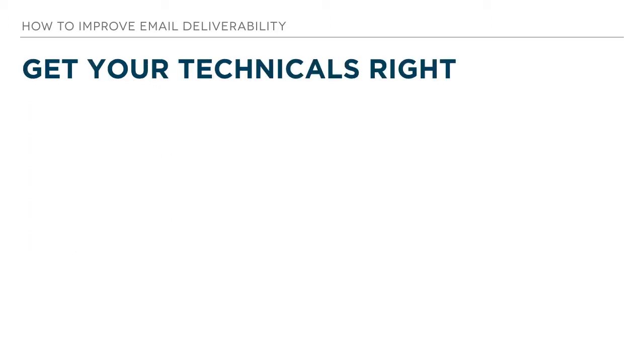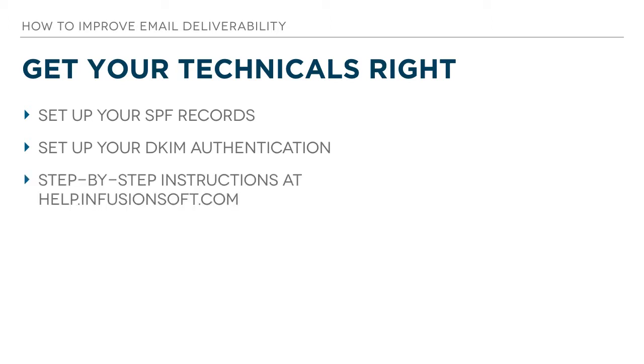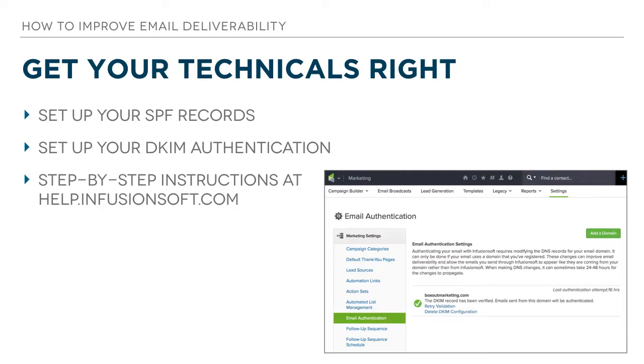So the first thing is get your technicals right. You need to set up your SPF records and set up your DKIM authentication. Now, I'm not going to go through the details here of what that is because you can get step-by-step instructions at help.infusionsoft.com. Go to help.infusionsoft.com, search SPF, follow the instructions. Then search DKIM, follow the instructions. The DKIM authentication, there's also a step inside your Infusionsoft account that you need to take care of. So you go to your main menu, go to Marketing Settings, then click on Email Authentication and follow the steps there.